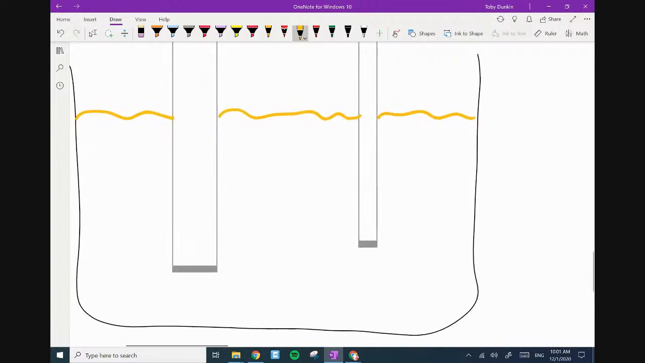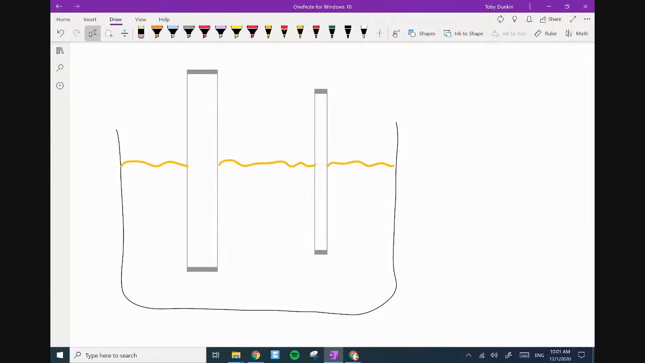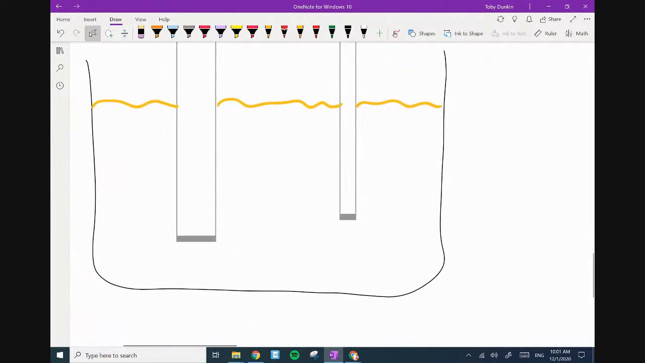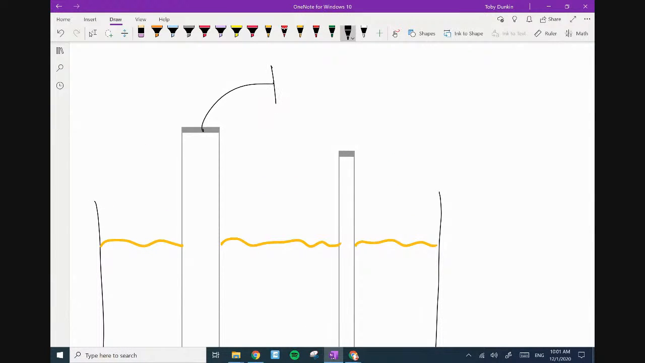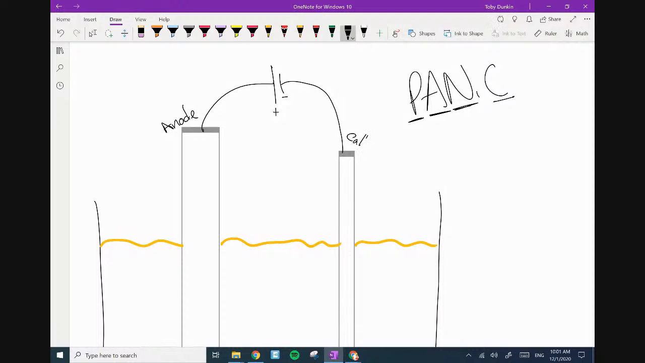Okay. So what we now have here is, let's look at this from a sodium chloride perspective. Let's hook up our electrodes. I don't know whether or not you guys know this, but the bigger line on the battery symbol is going to be positive, and the smaller one is negative. So now we can use PANIC: positive anode, negative cathode. So this one's the anode, and this one here is the cathode.